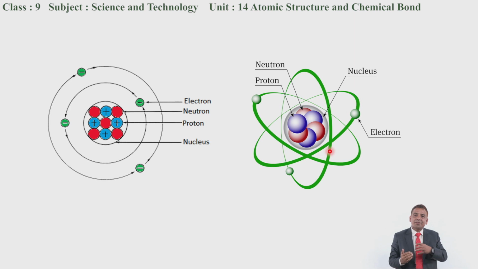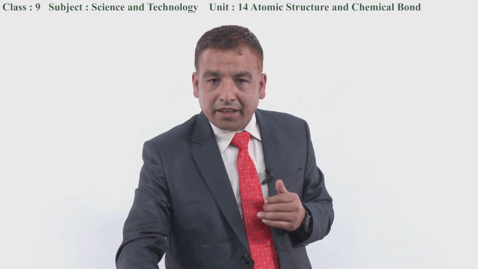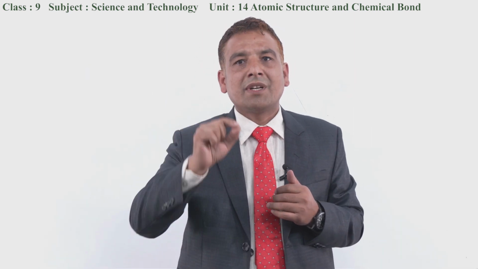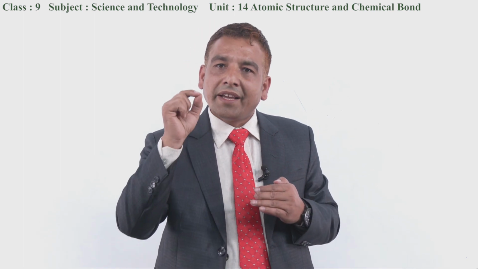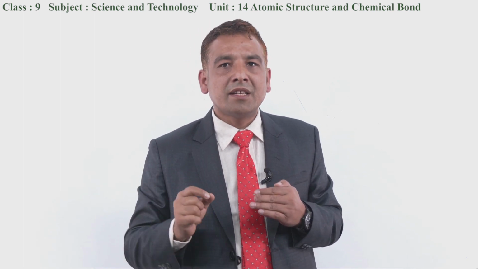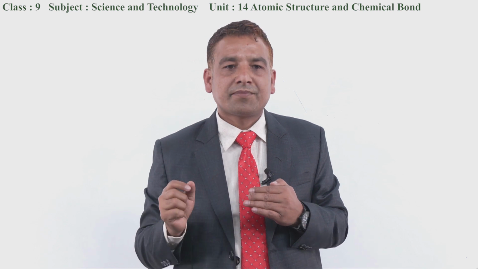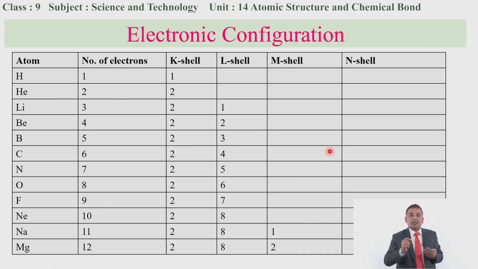In our previous class we talked about these things, but today we are going to talk about how these electrons can be configured into different orbits or different shells. As we have discussed, the formula is 2n squared, where n refers to the number of energy levels or orbits. You can see in the table that in the case of hydrogen, there is only one electron, so it has been kept in the first shell.